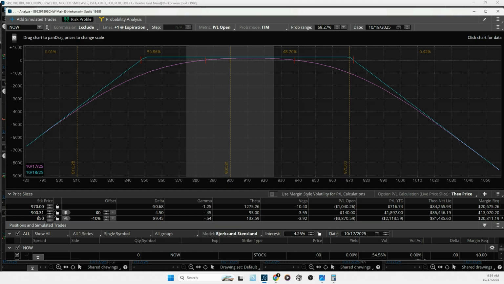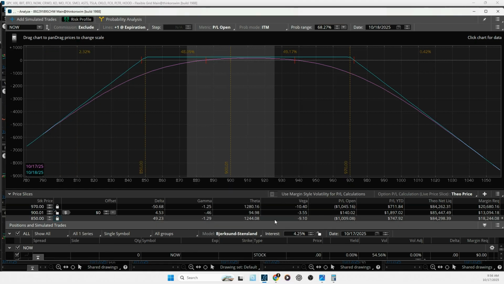And then, okay, 850 tab. All right, so now we have, you see it moved this over here, it's right at 850, this over here at 870. So right now, this form of analysis is putting a probability of it closing below 850 at 2.32% and closing above 970 at 0.42%.